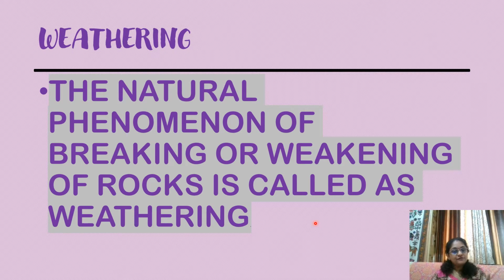Here it is a natural phenomenon, how a big rock breaks into two pieces, and then again those two pieces get broken into smaller pieces. So that natural phenomenon of breaking or weakening of rocks is called weathering. The breaking of rocks into smaller particles is what we call weathering. I suppose you understood what is weathering. I'll repeat it again. The natural phenomenon of breaking or weakening of rocks is called weathering. I suppose it is clear to you.